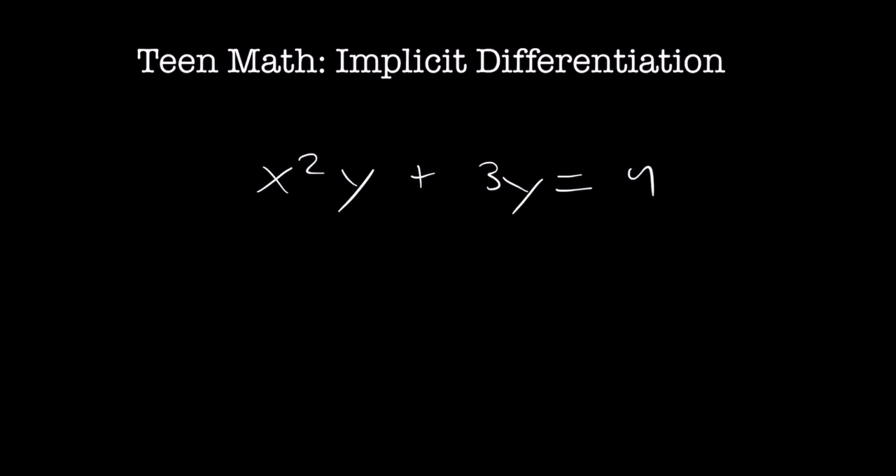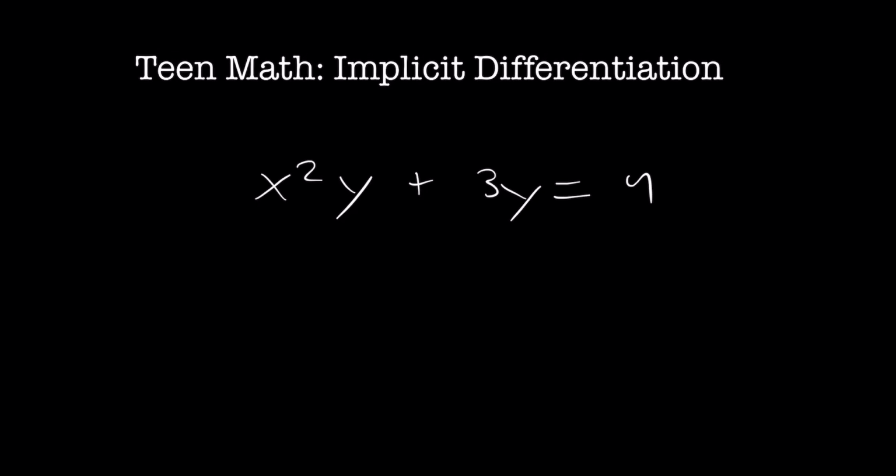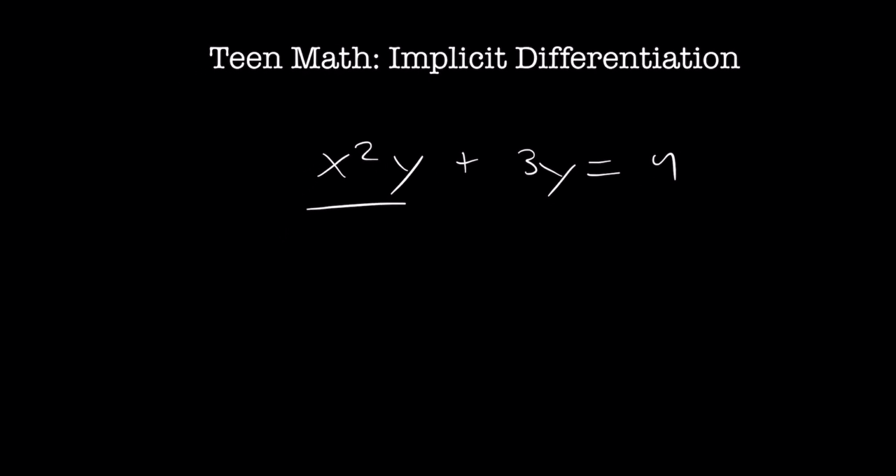Basically, implicit differentiation is similar to regular differentiation, except whenever you take the derivative of y, you'd also include dy over dx. So let's find the derivative of this equation and see how we can do that. Since there are two algebraic expressions, we'll have to use the product rule for this first expression right here. So we have 2x times y plus x squared.